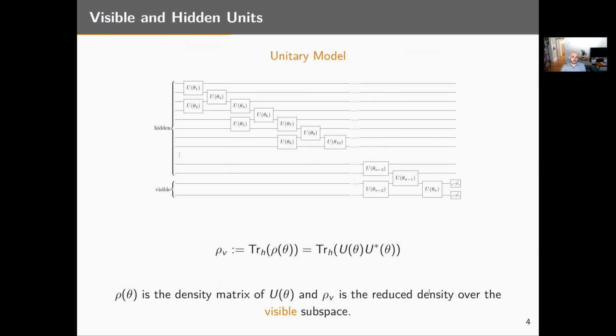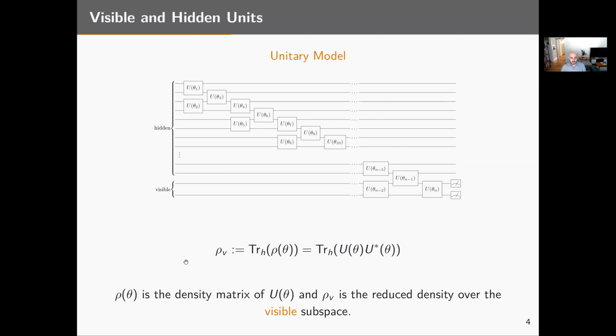We're going to be looking at our model as interacting between the visible subsystem of our model and the hidden subsystem of our model. So let's start defining what we mean by that. By the visible units of our model, we just mean the units that we measure out at the end of the computation. And by our hidden units, these are the qubits that we use during our computation, but we don't measure when we end the computation.